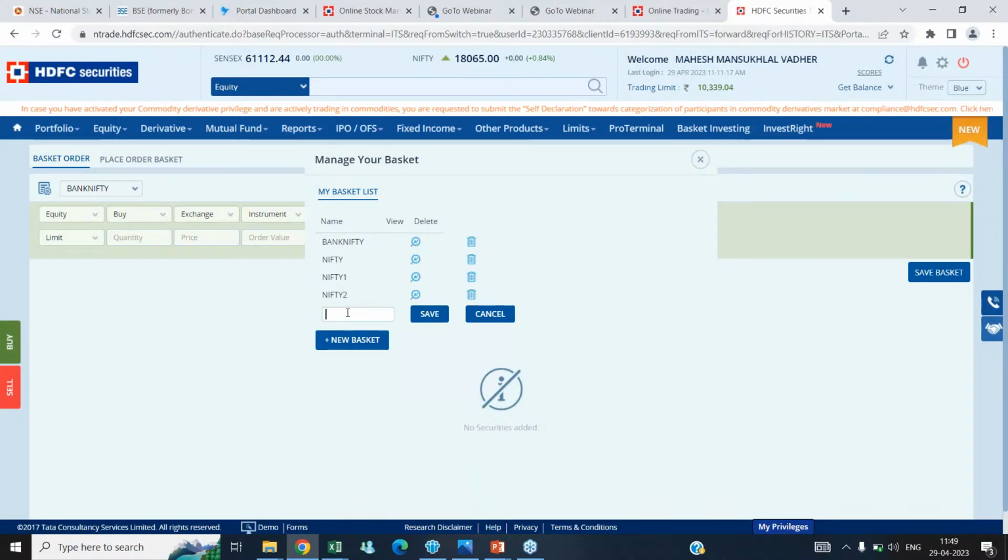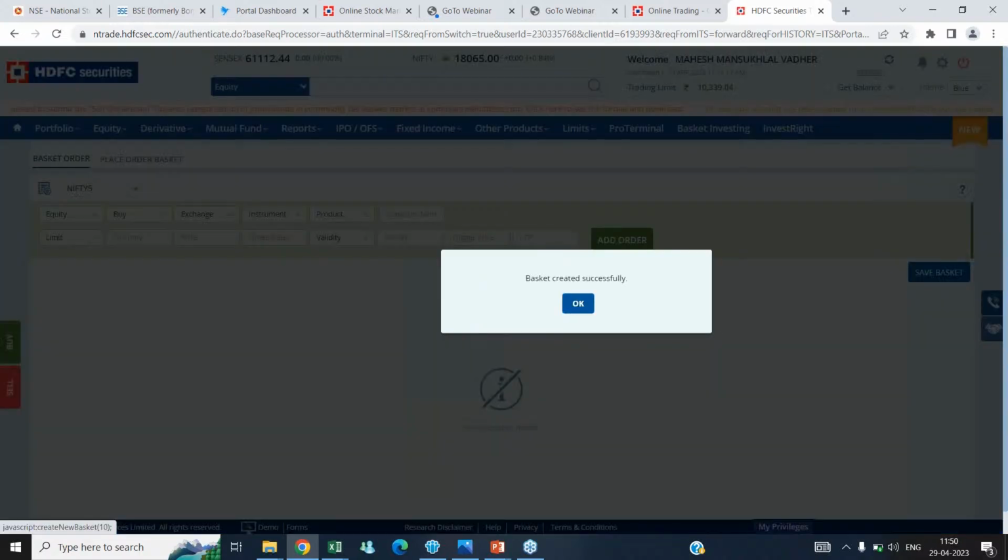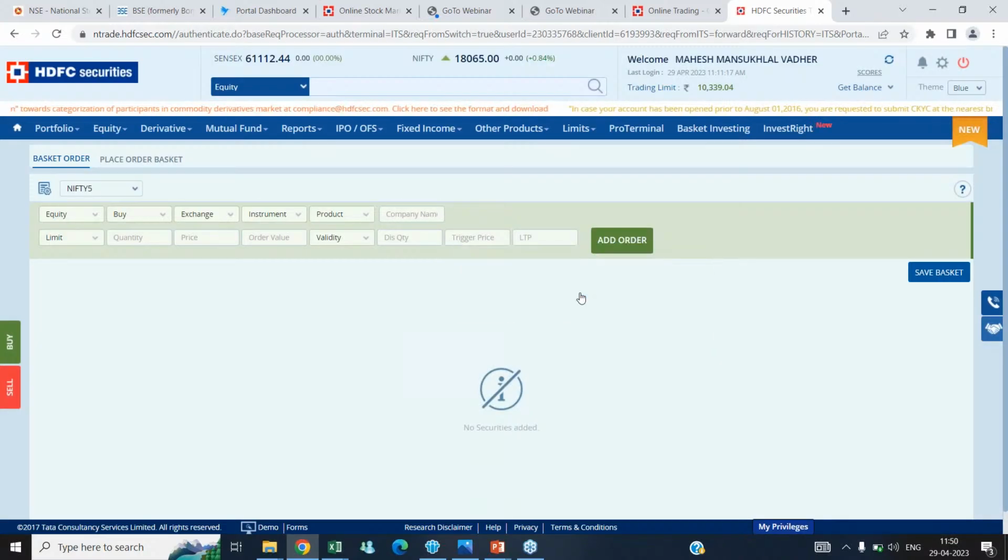So, new basket, I will rename it. Suppose I want to do any Nifty strategy, so I will name the basket Nifty 5. Save. Once I have named my basket, now I need to select the legs I want to create in this basket order.